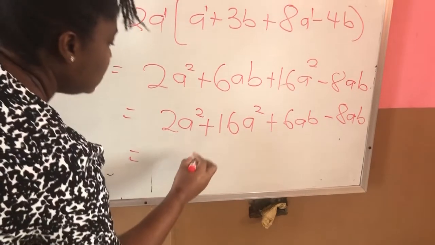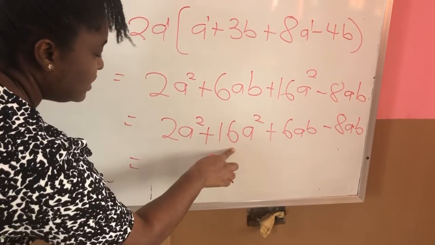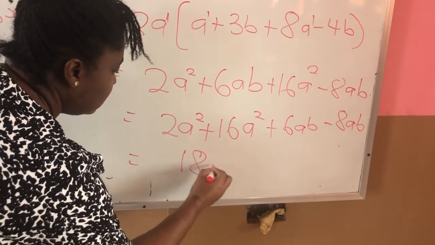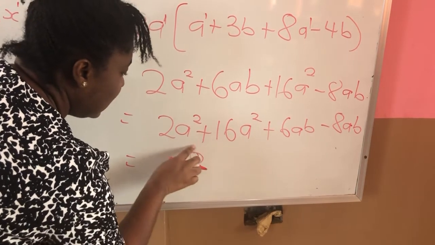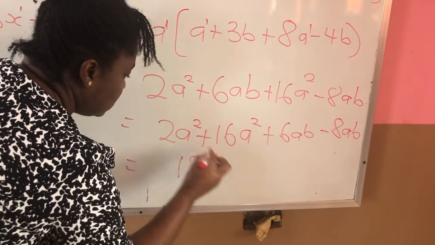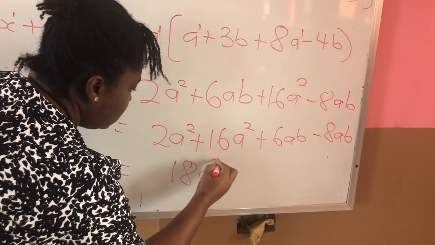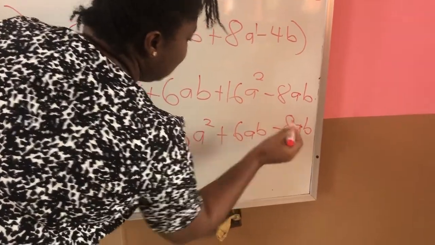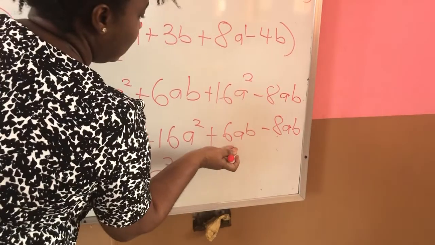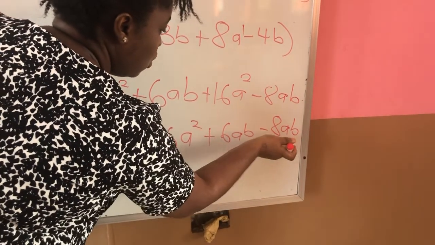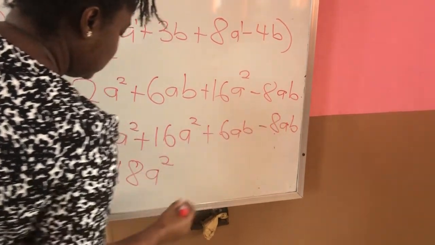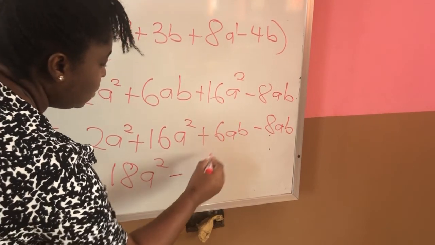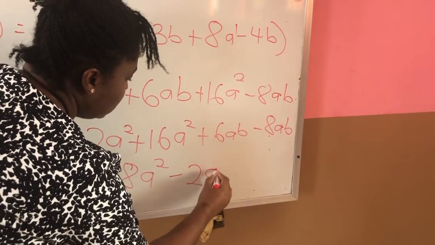So we have what? 18. 2 plus 16 is what? 18. And we bring our a squared. Addition. Don't tell me you add the powers. Addition, you don't add the powers. So you have your a squared. And this one, you are owing somebody 8 cedis and you went to pay. Have you finished paying the person? No, you are still owing the person 2 cedis. So it's supposed to be a minus 2ab.